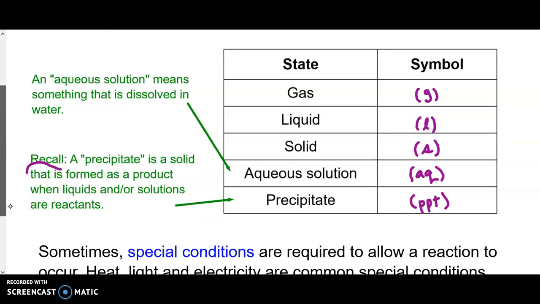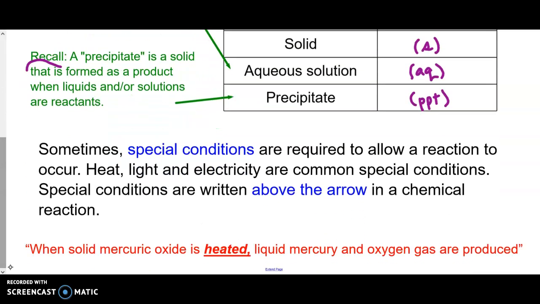Finally, sometimes a reaction will only happen when a special condition is met. So sometimes special conditions are required to allow a reaction to occur. If we add heat to some reactants, if we add light to some reactants, if we add electricity to some reactants, that might be the thing that gets the reaction going. So those are examples of special conditions. If ever there's a special condition, that condition is written above the arrow in the chemical reaction.